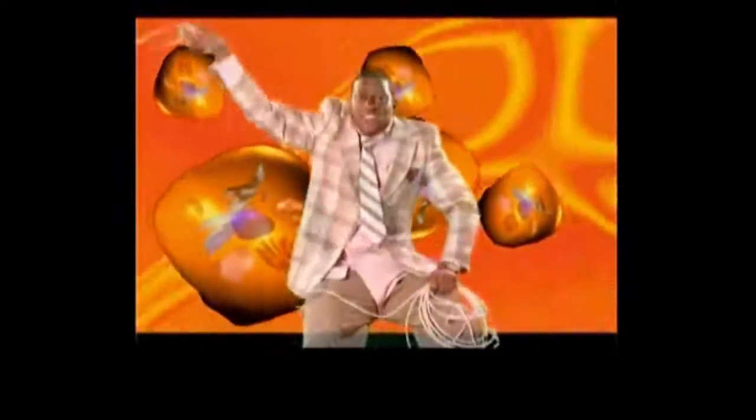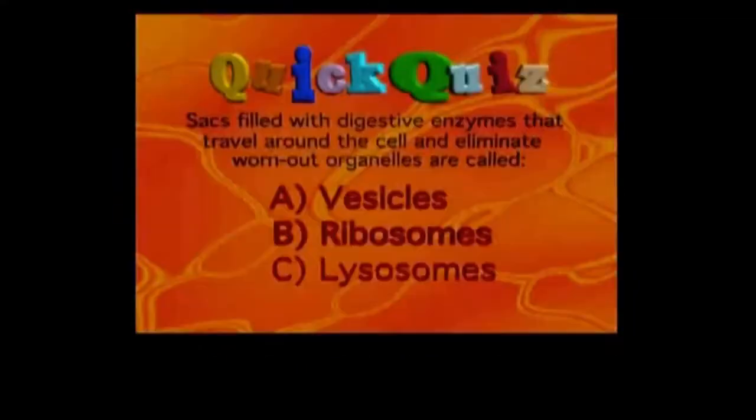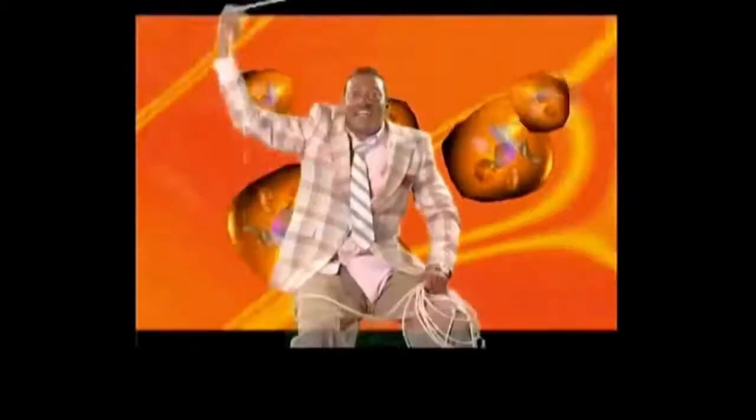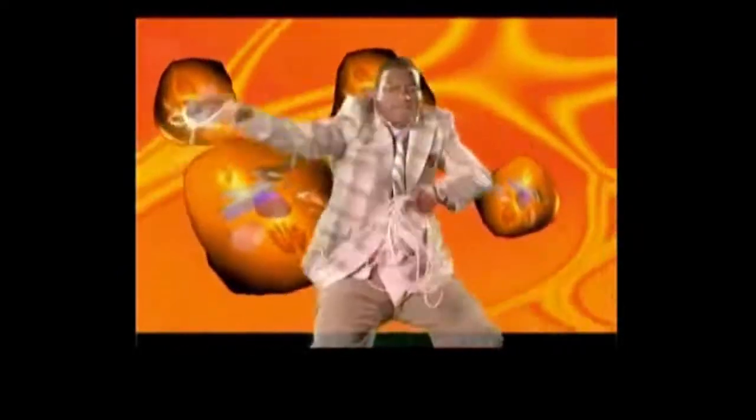You think you got the answer? Well, let's see. Vesicles transport and store substances like proteins. Ribosomes synthesize protein. The answer is C. Lysosomes contain digestive enzymes and eliminate worn-out organelles, debris, and ingested particles. Did you get it right? Well, great. Moving on.